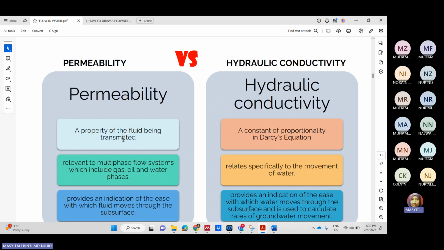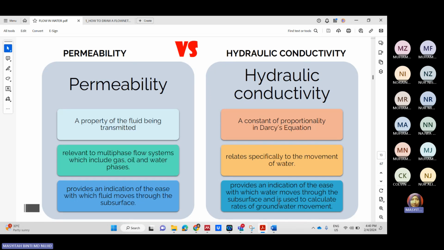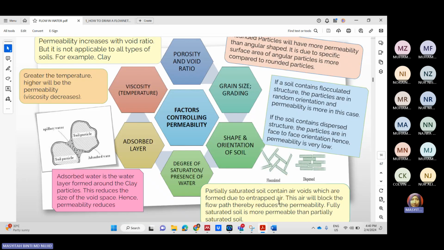Permeability is a property of the fluid being transmitted. This is a constant proportional in equations relevant to multi-phase flow systems, which include gas, oil, and water phases. Hydraulic conductivity relates specifically to the movement of water, provides an indication of the ease with which water moves through the subsurface, and is used to calculate rates of groundwater movement. Okay, these are the factors controlling the permeability.